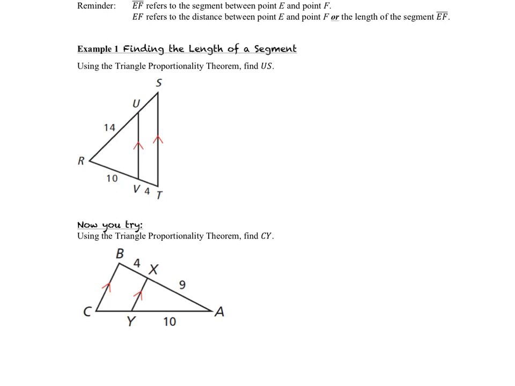Okay, so again, let's use the triangle proportionality theorem. We have two parallel lines. So what we're saying is that RV over VT is equal to RU over US. It sort of divides it for you already. You can almost think of this parallel line as a fraction bar. And so when I write my proportion, I'm writing 10 over 4 is equal to 14 over US, or we could call that X. Cross multiply and solve for US.